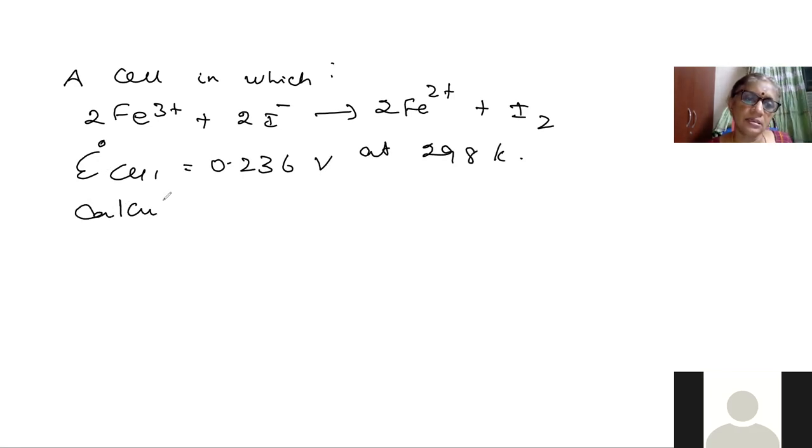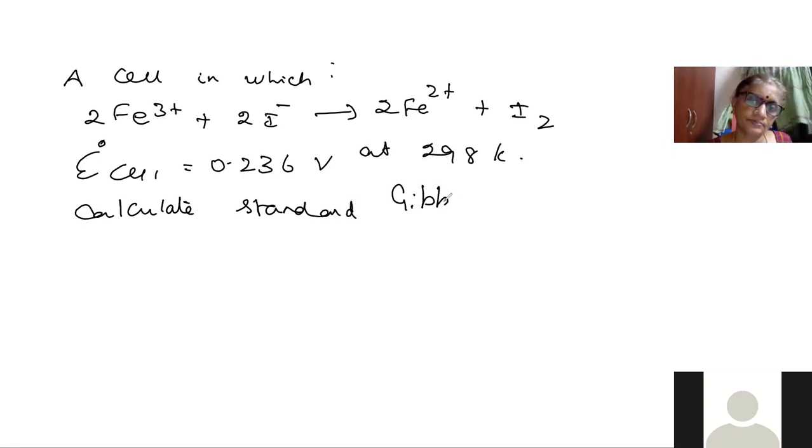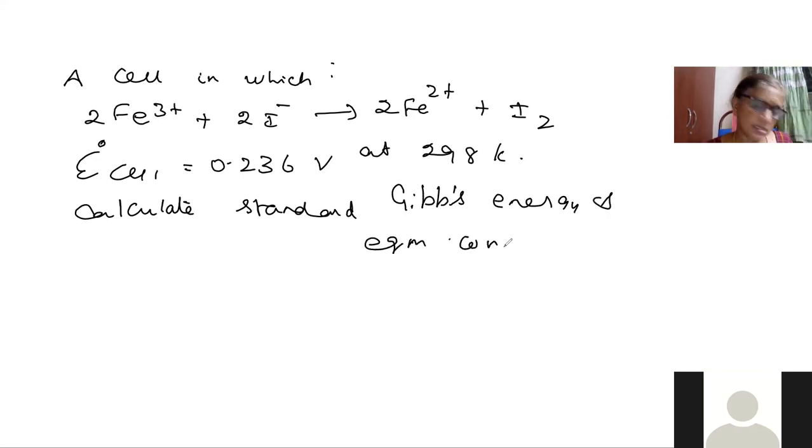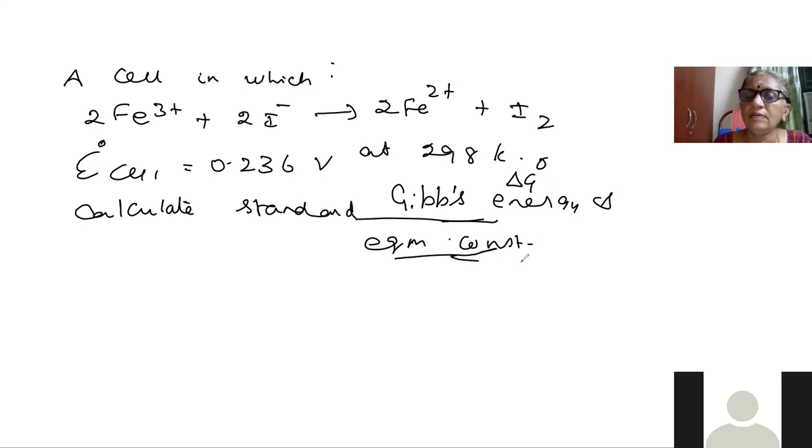Calculate the standard Gibbs energy and equilibrium constant for the reaction. Standard Gibbs energy means what? Del G naught. And equilibrium constant means what? Kc. Now with E naught cell, how to calculate del G naught?